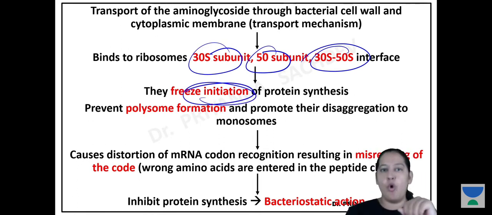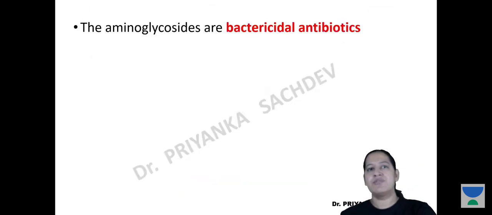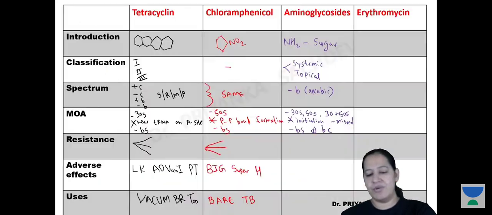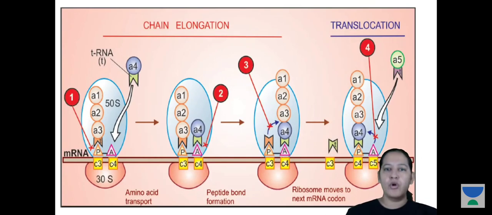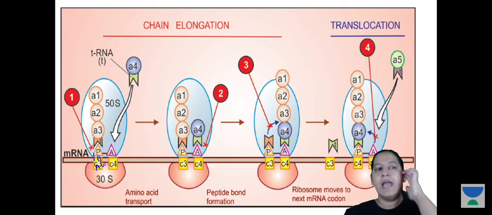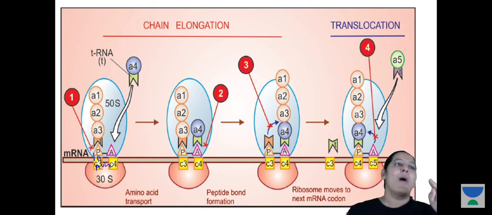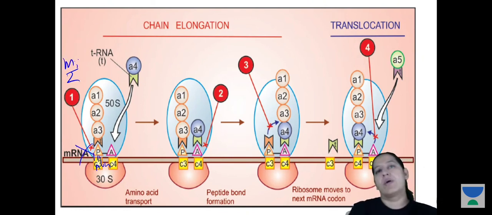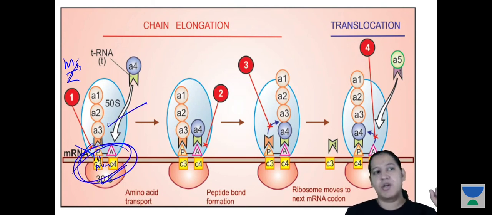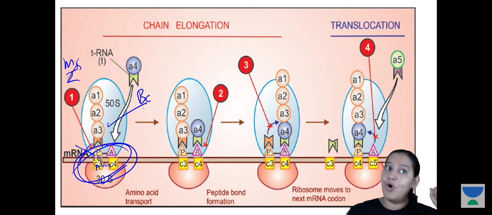Initiation गलती से हो भी जाए तो misreading होगी. You know misreading. Misreading का meaning क्या होता है? What is the meaning of misreading? If the codon is AUG, AUG stands for methionine, but instead of methionine, proline is coming. That is misreading. So either initiation ही नहीं होगा और initiation हो भी गया तो misreading होगी. And it binds to 30S also, 50S also, and the junction. Number 2, it is bactericidal also, bacteriostatic also.